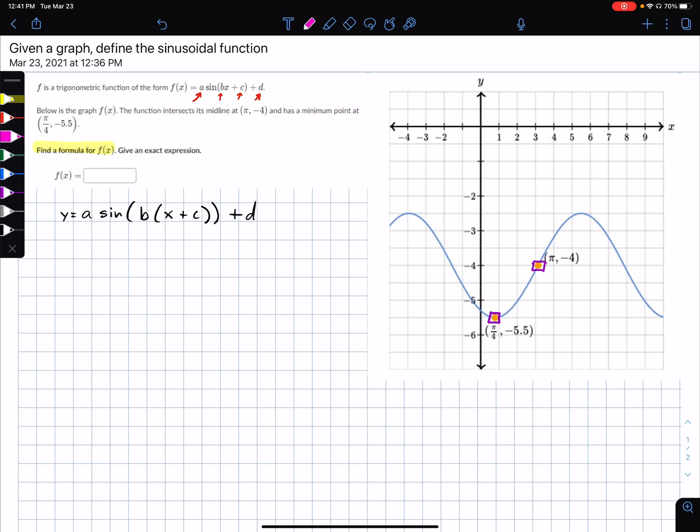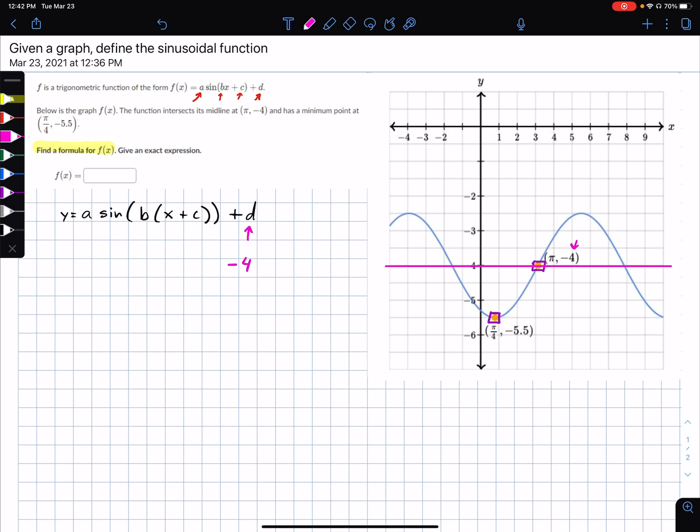So right in the middle, you could see this thing is oscillating up and down around the height of negative 4. So I'm just going to put that pink line there. It kind of helps me see points and values a little easier. But that value, the y value of this point at the midline, is our d value. So minus 4 is the vertical shift down.